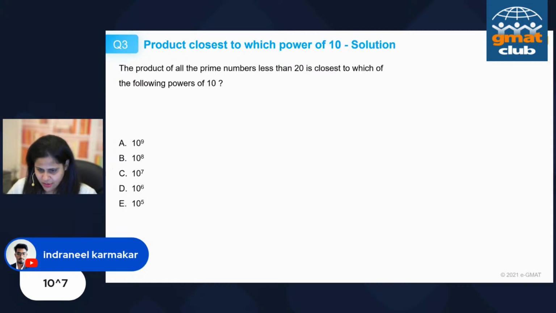So I'm going to go back to my screen here. So product of all prime numbers less than 20. Now, is closest to which of the following powers of 10? Now we have closest to which of the following powers of 10, right? So that means we can estimate.